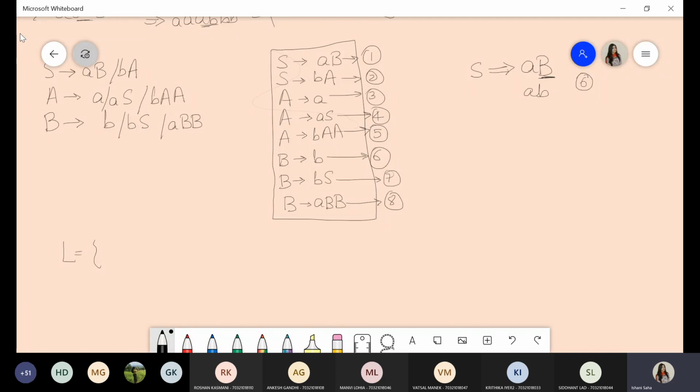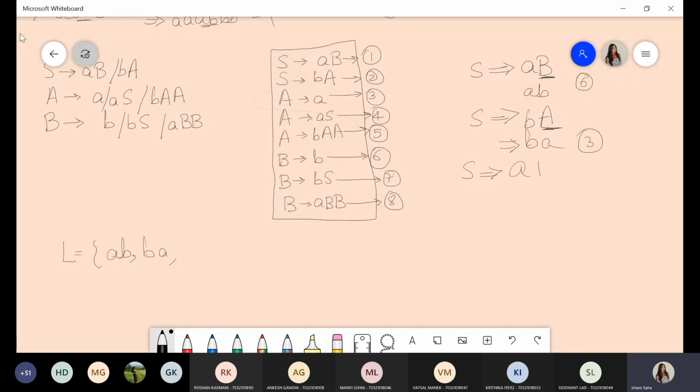So the generated string has Ab. Right. Now let's take the other one. S tends to BA. And I'll replace this A with small a. That is by rule 3. So it is ba. So the next string that is generated is ba. Which one to take now? Any, you can take. There is no order for that.